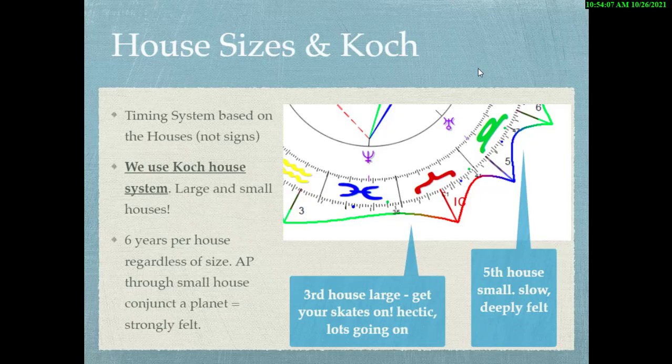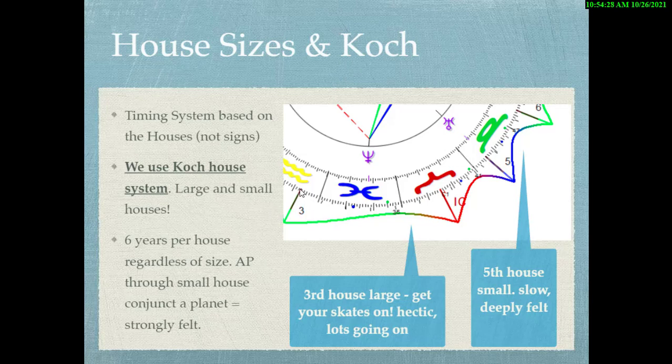So very important, we use the Koch house system within the Huber age point system and within Huber charts, so make sure you're always relating this to the Koch house system. The timing system itself is based on the houses, so it's not based on the signs. So that's why we're really emphasizing Koch here.